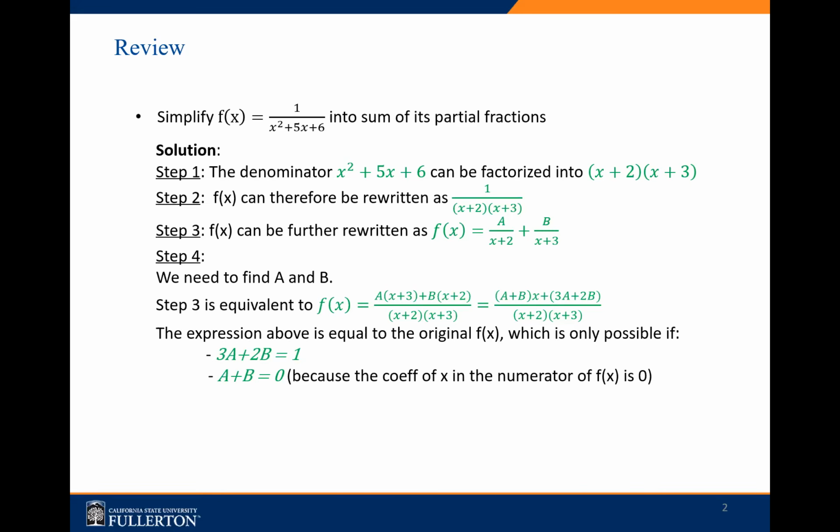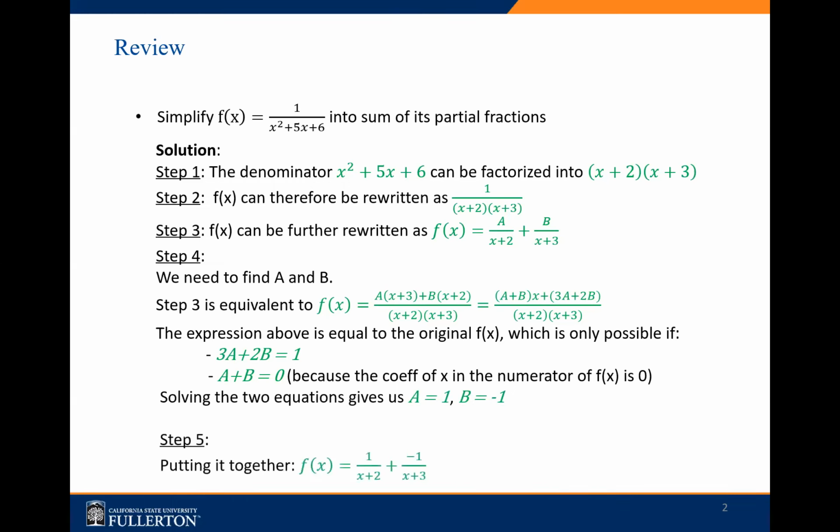So now I have two expressions and two unknowns. When I solve them, I get A equals 1 and B equals minus 1. So therefore, f(x) can be written as 1 over (x plus 2) minus 1 over (x plus 3).